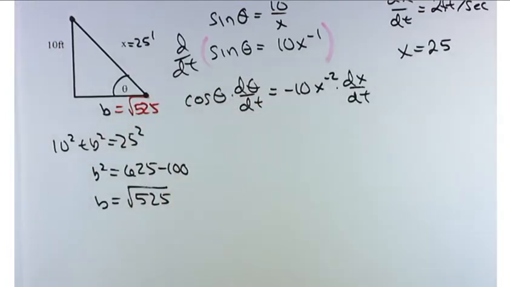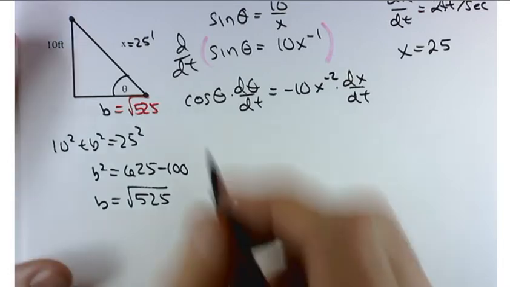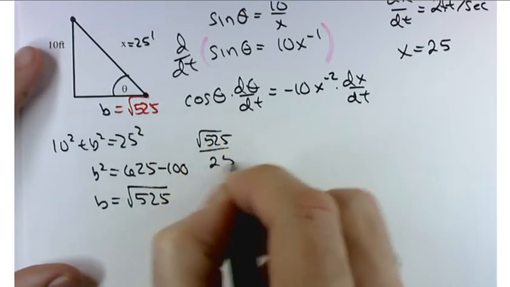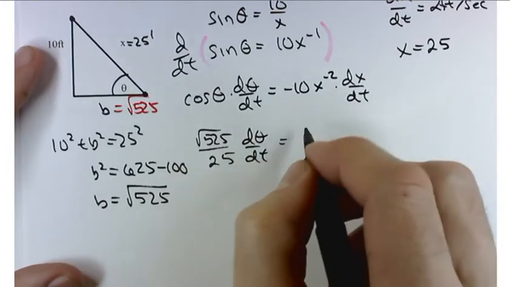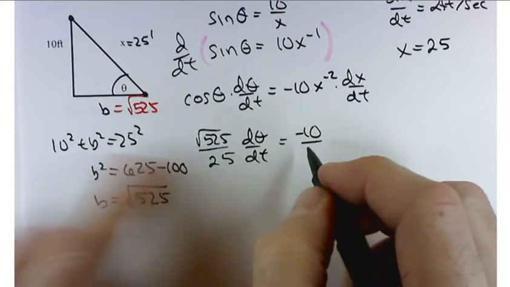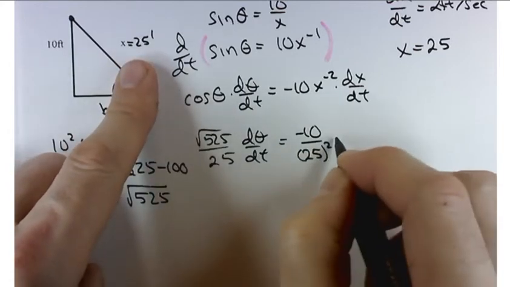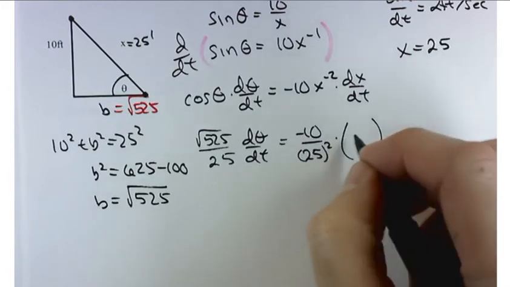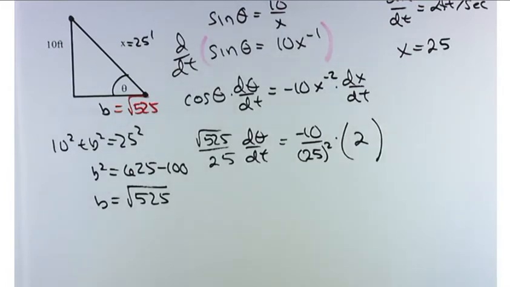Now that we've got b, can someone tell me what the cosine of theta is? All right, good, b over x. So it's going to be the square root of 525 over 25 times d theta dt equals negative 10 over, let's see, it's going to be x squared. So x was 25 squared times dx dt. Yeah, dx dt is 2. Almost done here. That's going to be negative 20 over 625.